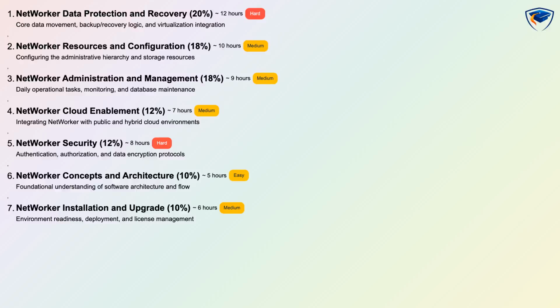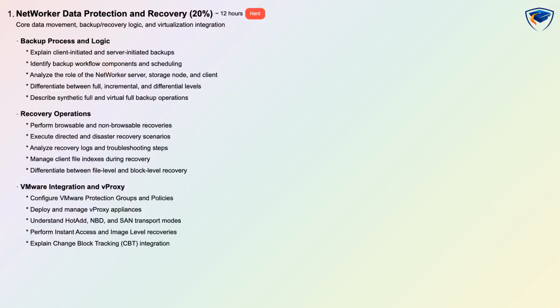Networker Data Protection and Recovery is 20% of the exam and rated hard with about 12 hours of study and scenario-based assessment. You will learn core data movement and backup logic including client-initiated and server-initiated backups, full, incremental, differential, and synthetic or virtual full operations.